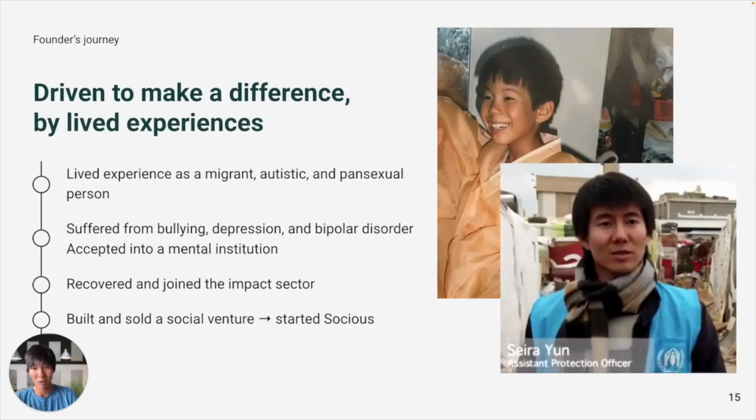Why did I start Socius? Because of my minority backgrounds, I was bullied in school, which led to depression and bipolar disorder. When I was 19, I was detained at a mental institution. After these incidents, which had a huge impact on my life, I started to think about making a difference in the lives of people like us, because I know that this is not just my story, but a shared human story.